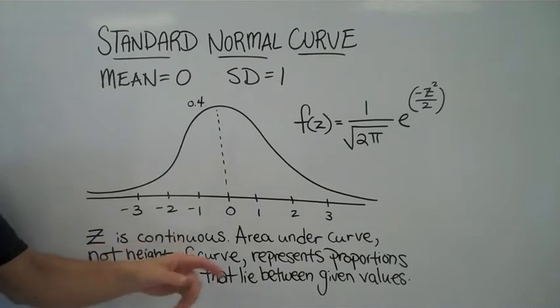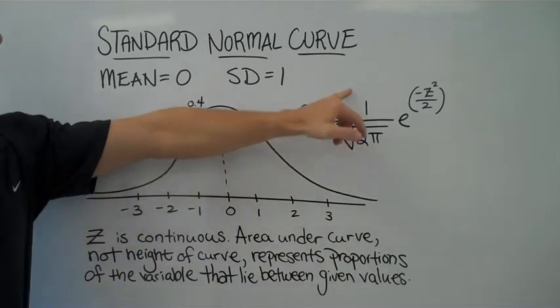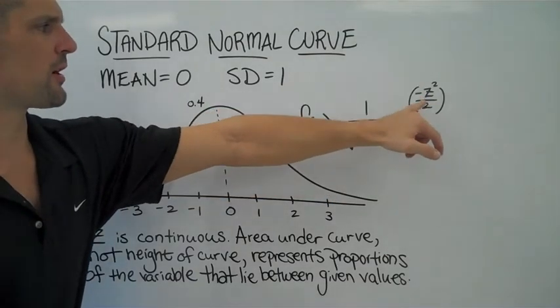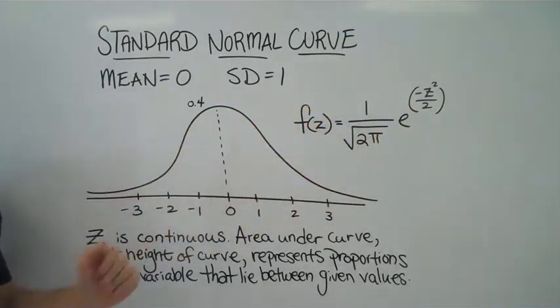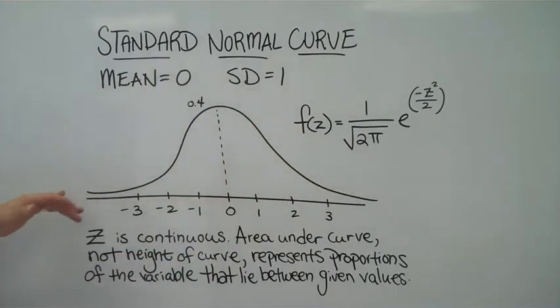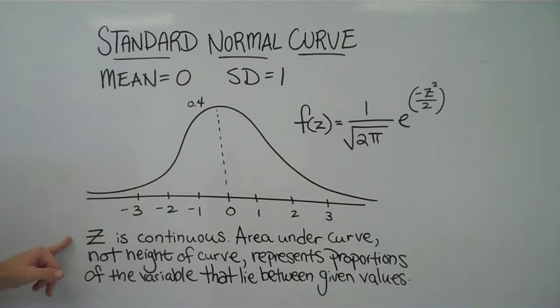We're measuring something called z. The function value of z is represented by 1 over the square root of 2 pi times e to the negative z squared divided by 2. You don't really need to memorize this, but that is the function value to get this curve. Z is continuous. I don't have to pick up my pencil or my pen as I draw this curve.